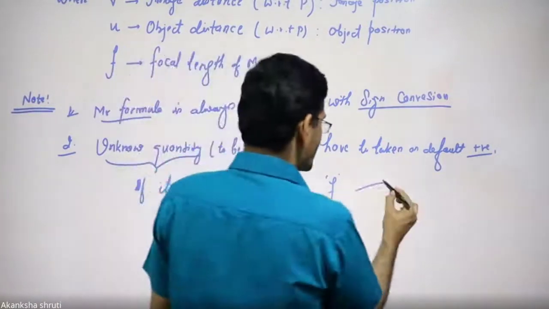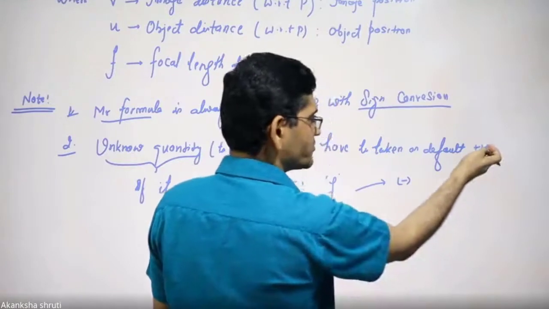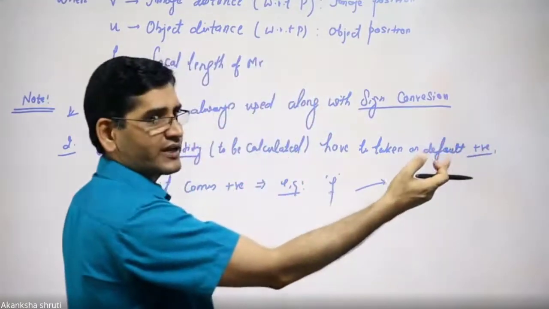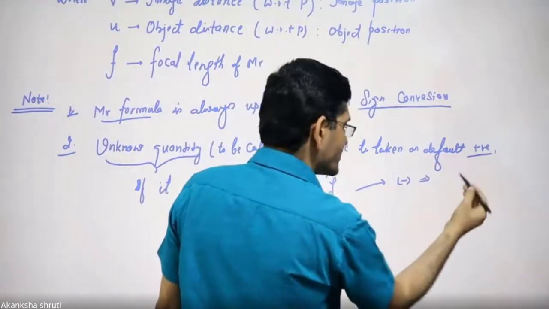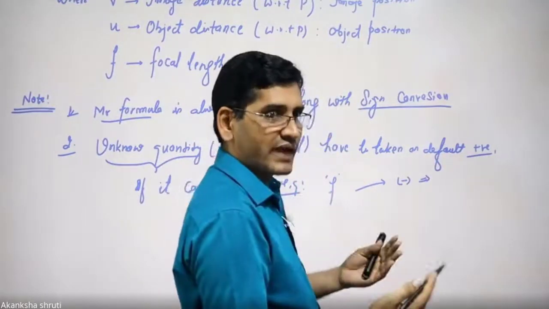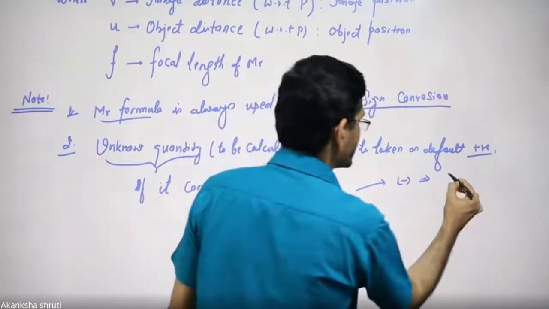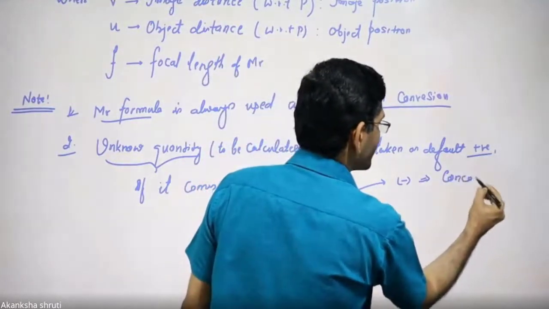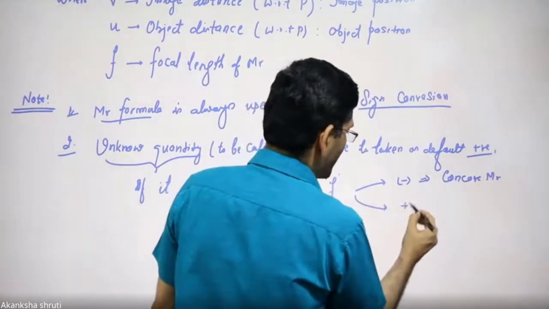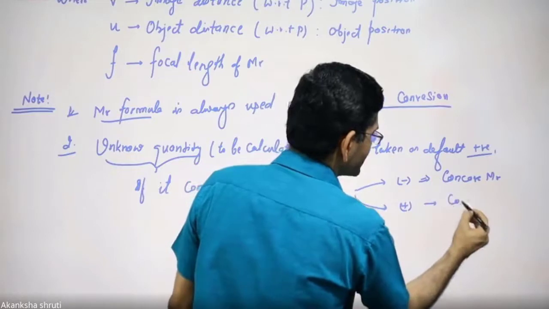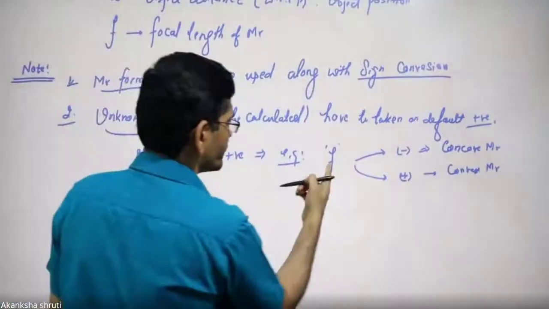If the calculated value of f is coming negative, though we have assumed the default sign positive only, then this will indicate that the mirror that we are considering, the nature of the unknown mirror, is a concave mirror. Student, but if it is coming as positive, it simply means it is a convex mirror. Students, it need not be only the focal length.